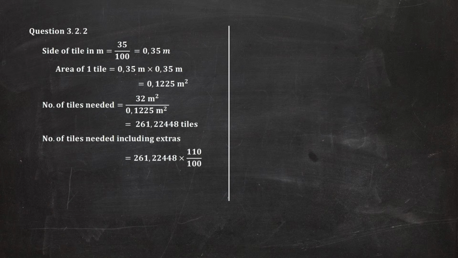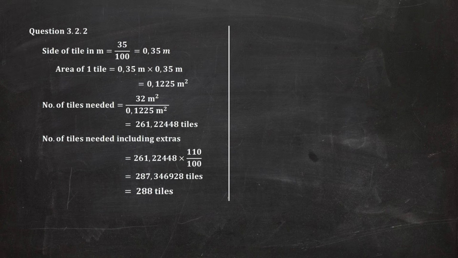Because if you consider 261,22448 tiles as 100% of the tiles needed to tile the floor, then an extra 10% added to this will give you a total percentage of 110%. So the total tiles needed, including the 10% for cutting and breakage, is 261,22448 multiplied by 110% over 100%, and this equals 287,346928 tiles. Rounding this value up to a whole tile will give you a total number of tiles that must be bought of 288 tiles.